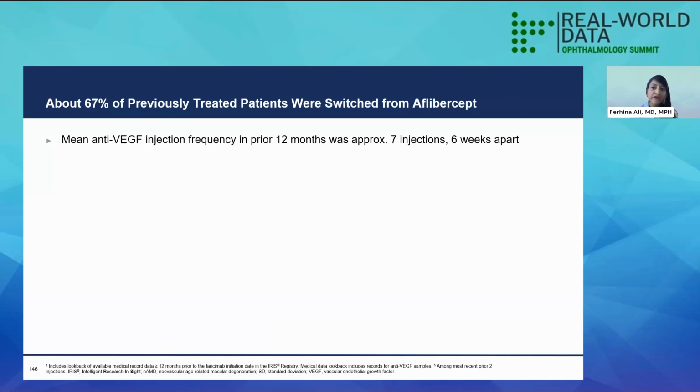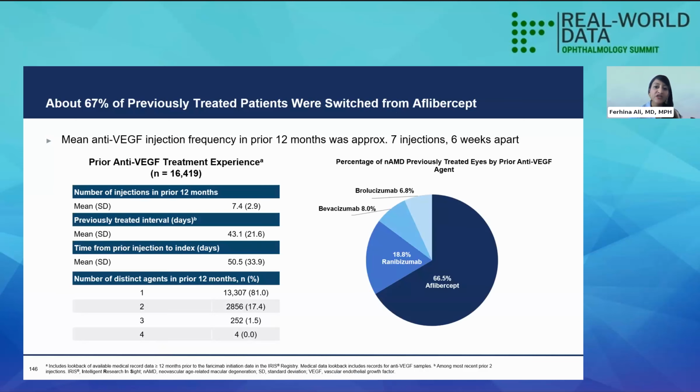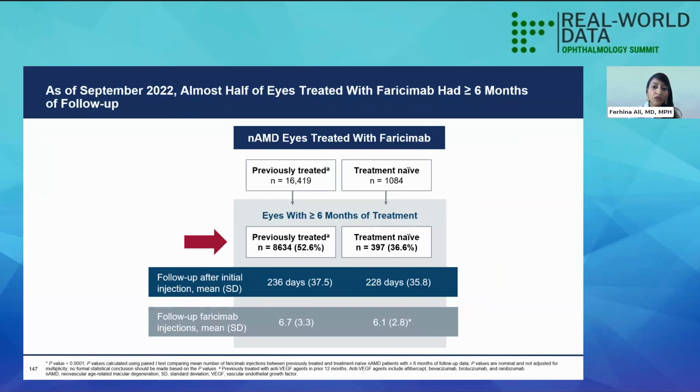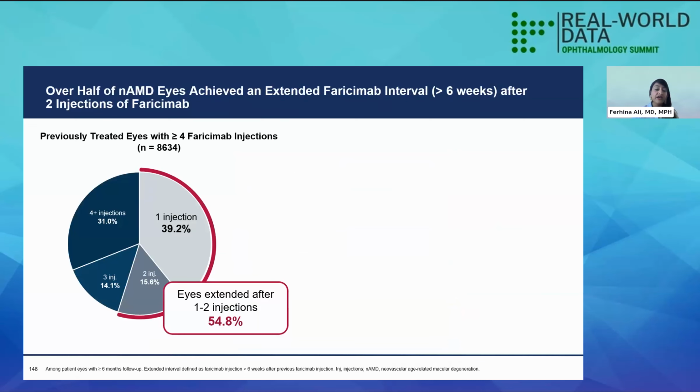Here we see that the baseline demographics, as listed here, were predominantly female, white, and Medicare recipients. We saw that 94% of neovascular AMD eyes treated with faricimab were previously treated with anti-VEGF agents in the prior 12 months, on average 7 injections in the prior year, 6 weeks apart on most recent interval. The majority, as you can see here, 67%, were switched from aflibercept. And for those with at least 6 months of follow-up, approximately 6 to 7 injections were performed, both prior treated and treatment naive patients.